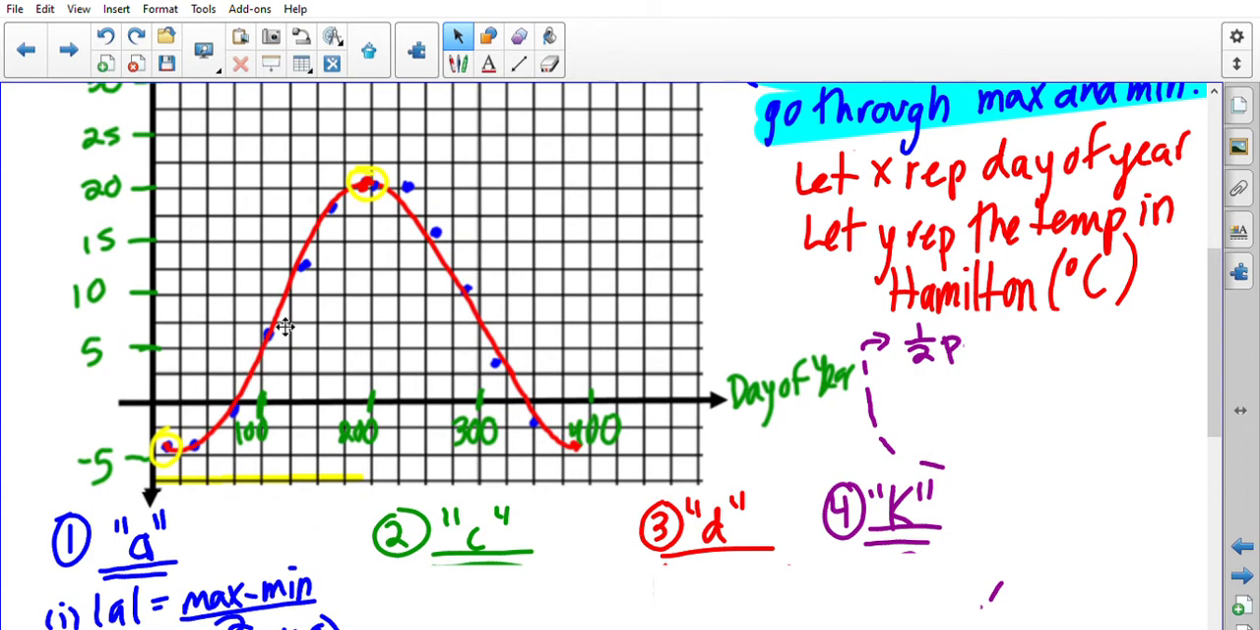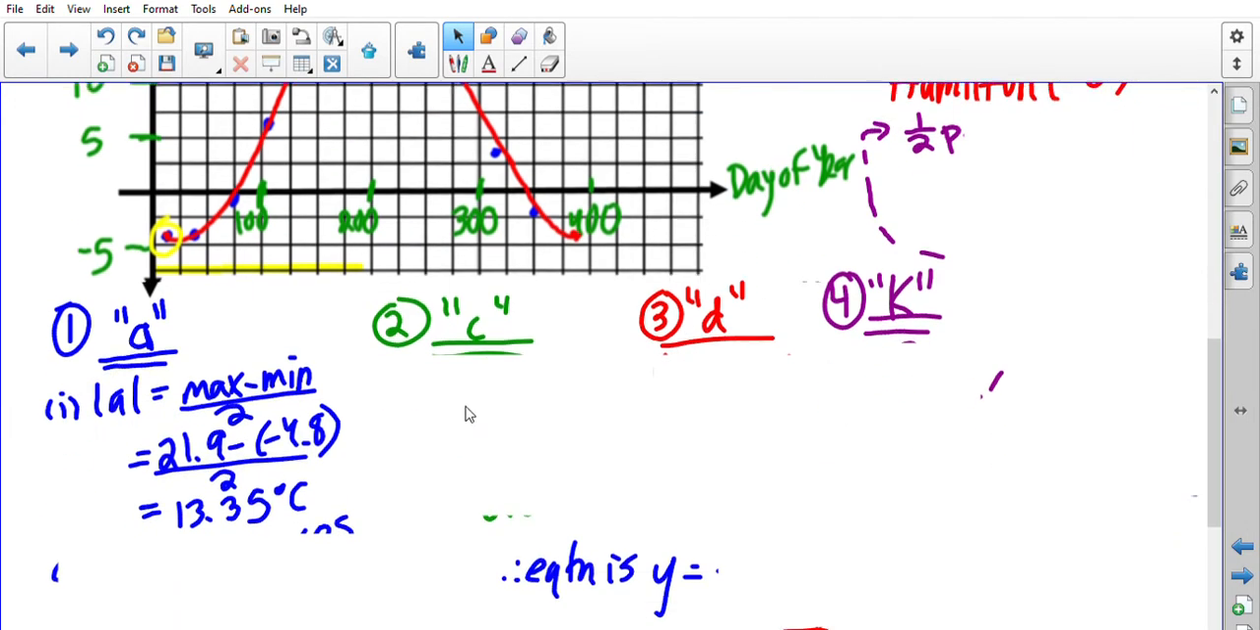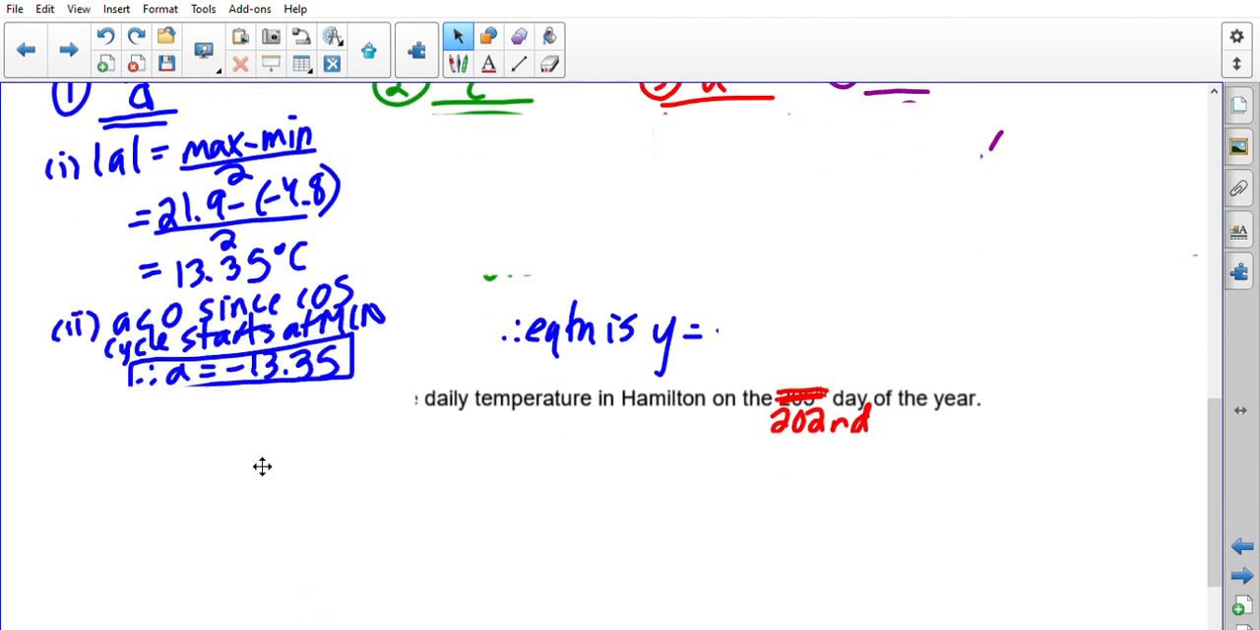So looking at this, right, we've got the mountain shape or the upside down U. So the minute I see that, I think I want to work with cos, just because it looks easier. You can do sine though as well. Because we're starting at our minimum instead of our max, that means our cos graph has been reflected. So A is going to be less than 0 since cos cycle starts at its min. So therefore my A value is going to be negative 13.35.